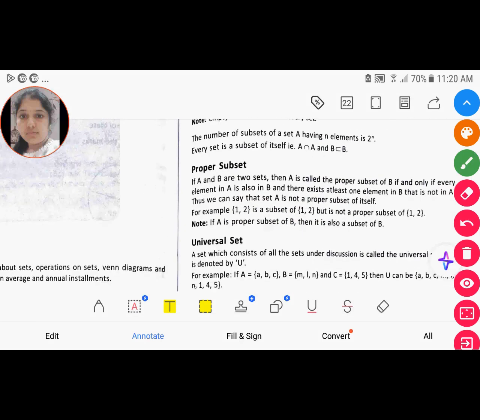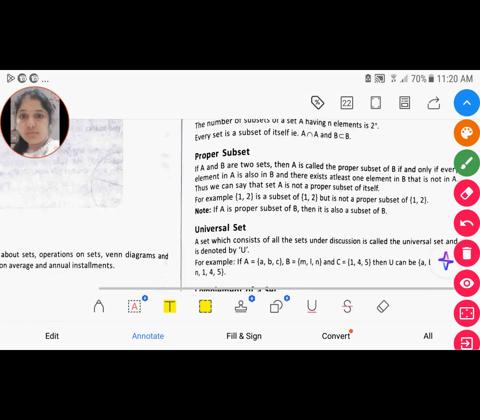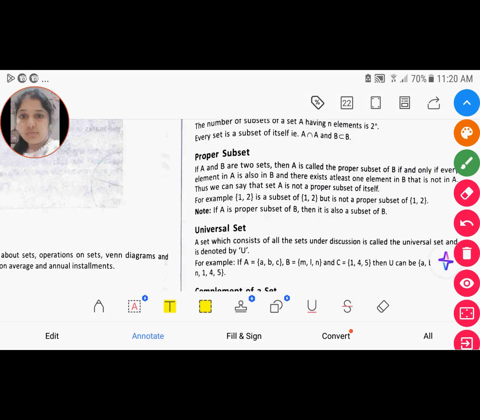Now what is meant by proper subset and what is meant by improper subset? So A and B are the two sets, then A is called a proper subset of B if and only if every element in A is also there in B, and there exists at least one element in B that is not in A.